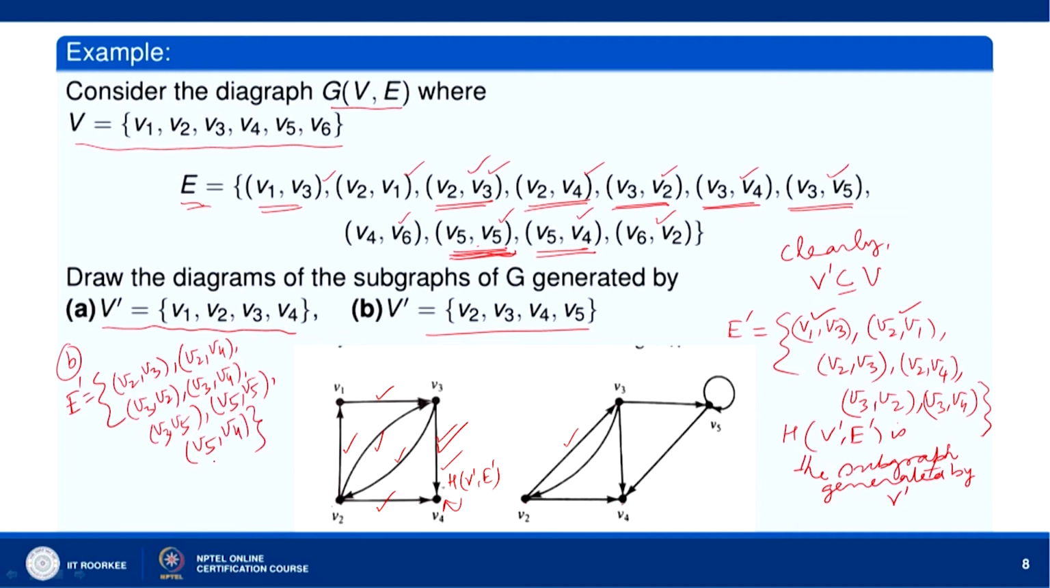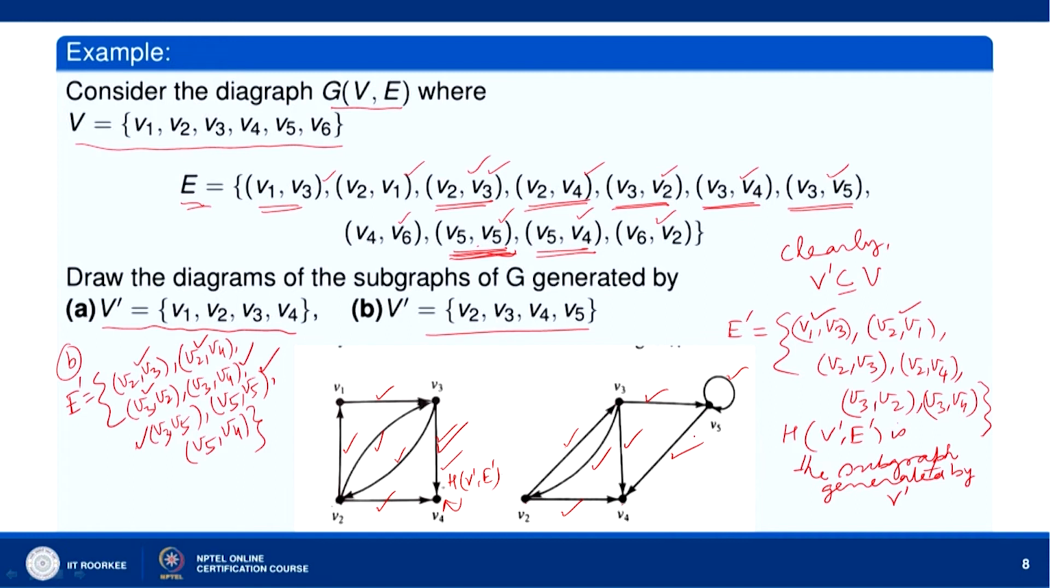Okay. So, B2, B3, B2, B3 is here. Then B2, B4, B2, B4 is there, then we have B3, B2, B3, B2, this one. So, B3, B2 is there, B3, B4, B3, B4 is there, B3, B5, this is B3, B5, and then we have B5, B5, this is B5, B5, and then B5, B4.